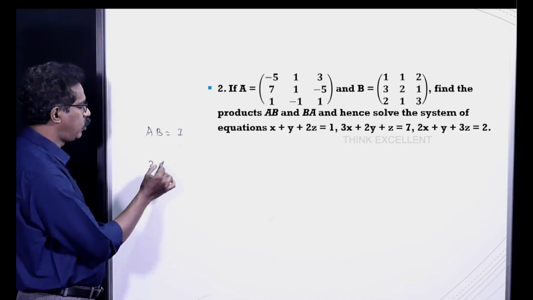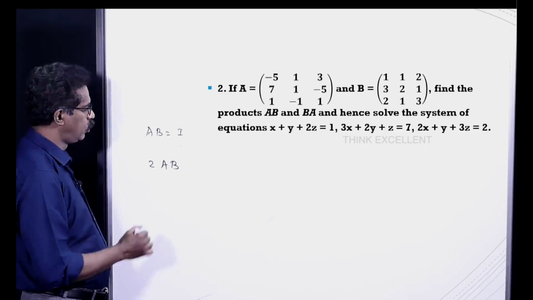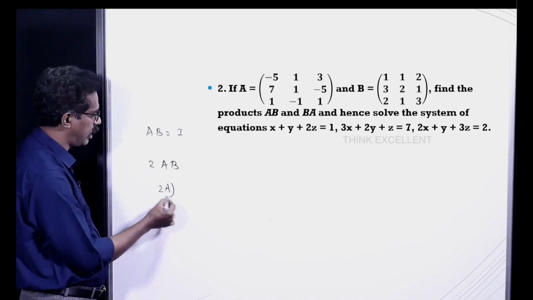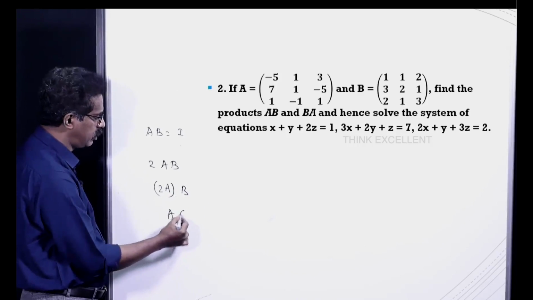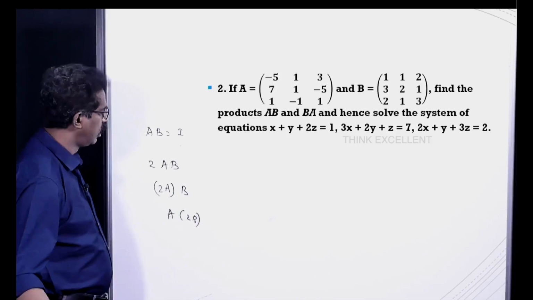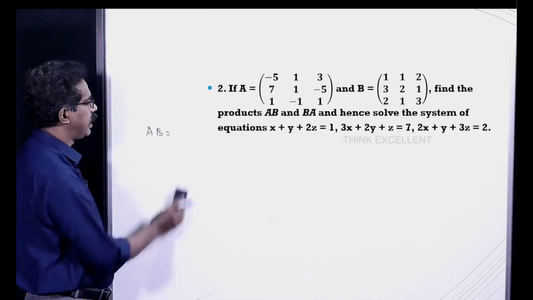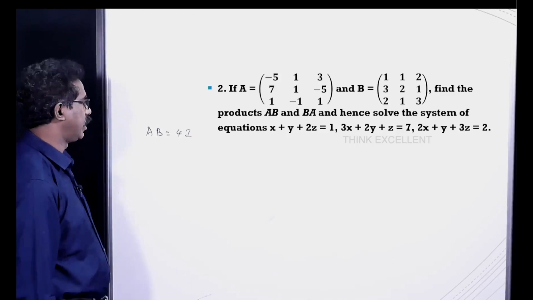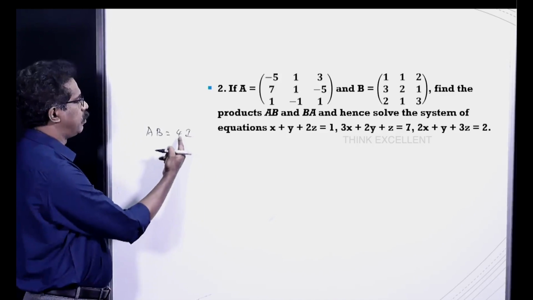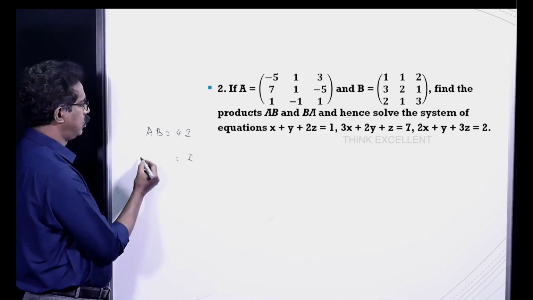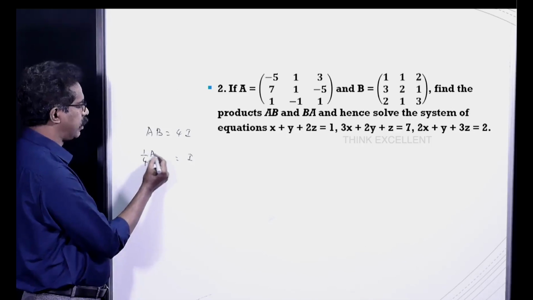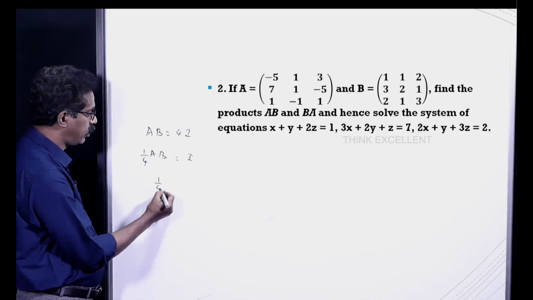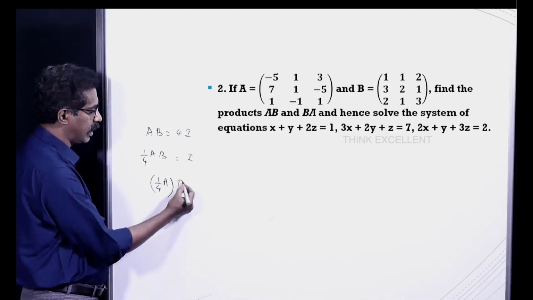Now listen here, 2AB. 2AB means 2 is for A or 2 is for B. You can write it in any way, right? You can write 2A into B or you can write A into 2B. Suppose you have A into B is equal to 4I. I want I, so we divide by 4, right? So I is equal to 1 by 4 into AB. This you can combine in any way. How? 1 by 4 into A into B, you can write like this.